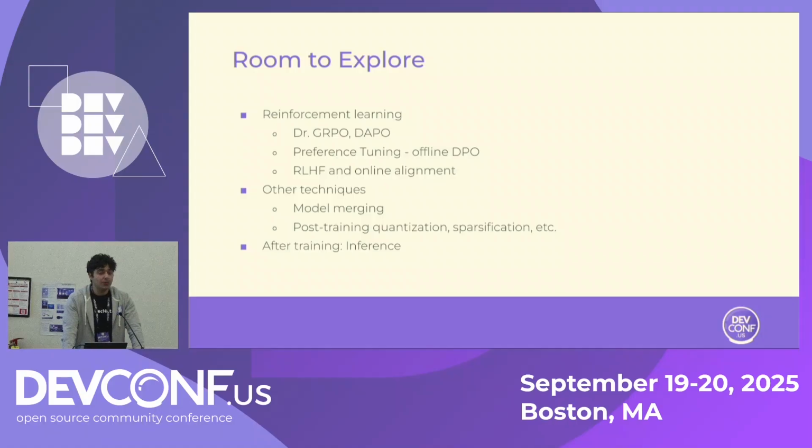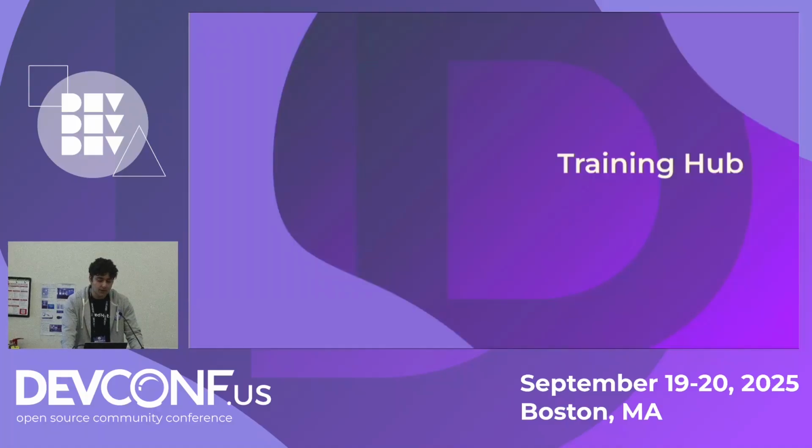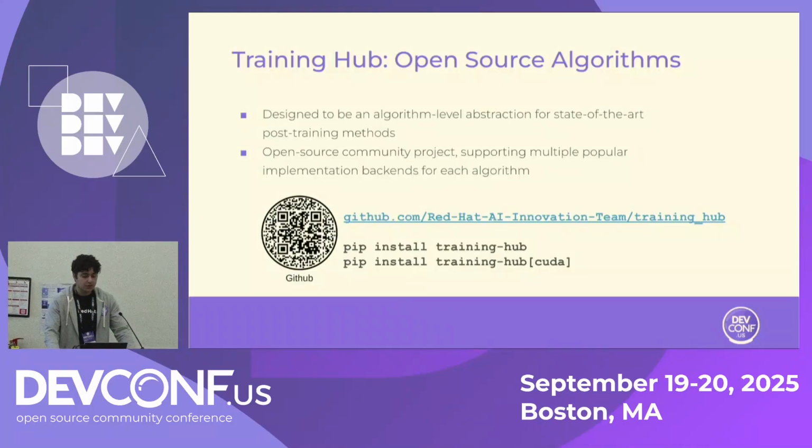For now, though, I want to go into how you get started with post-training. How do you get started today? How can you access the algorithms I discussed, and where do we go from here? So now I'll take a few minutes to talk about the Training Hub. The Training Hub is an open source library that we've designed to be an algorithm level abstraction for state-of-the-art post-training methods. This is an open source community project that supports multiple popular implementation backends for the algorithms that we're discussing. It's available on GitHub.